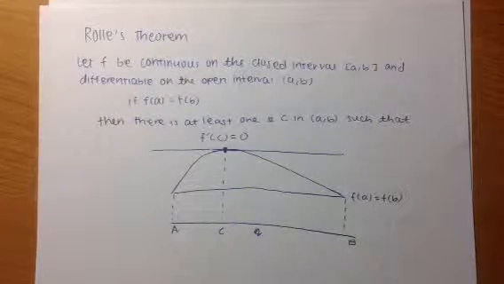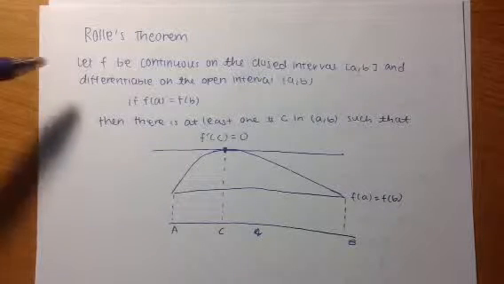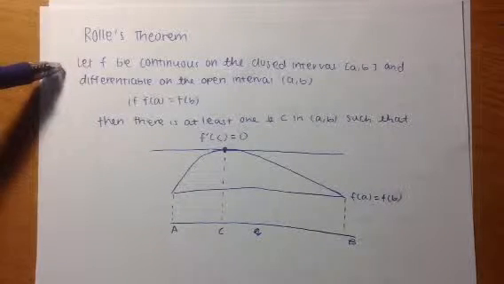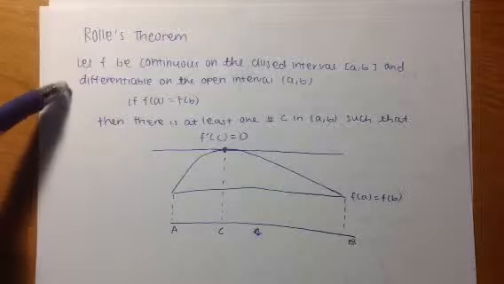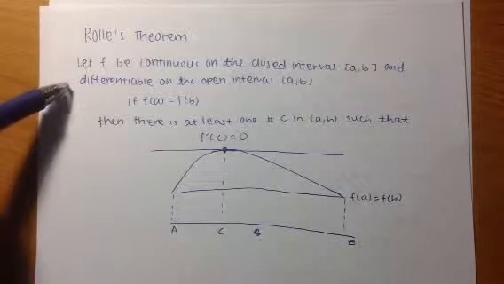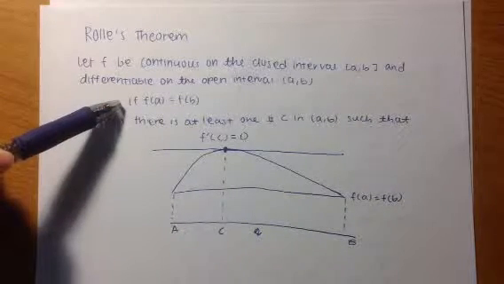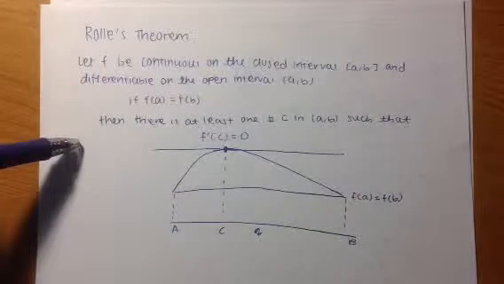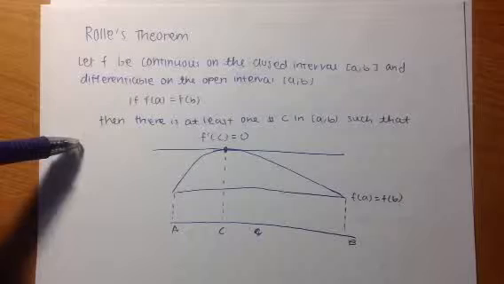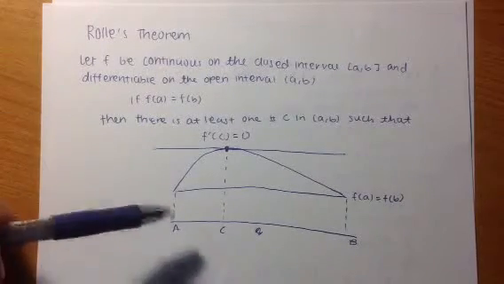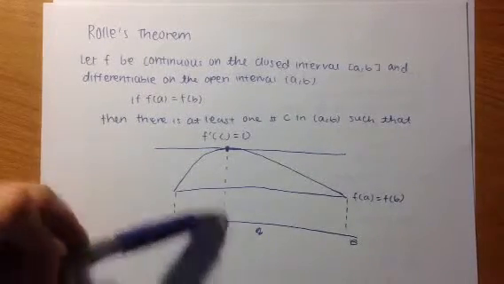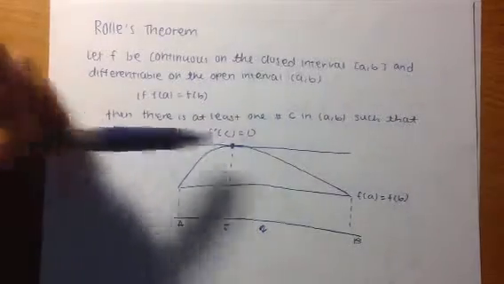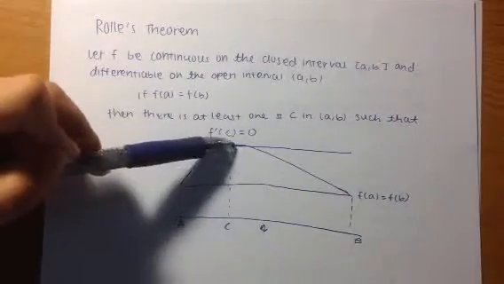Okay, so today I'm going to be talking about Rolle's theorem, and this is the definition: let f be continuous on the closed interval [a, b] and differentiable on the open interval (a, b), and if f of a is equal to f of b, then there is at least one number c in (a, b) such that f prime of c is equal to 0. As you can see in this graph, where c is, the slope is equal to 0. That is basically what we are trying to find.